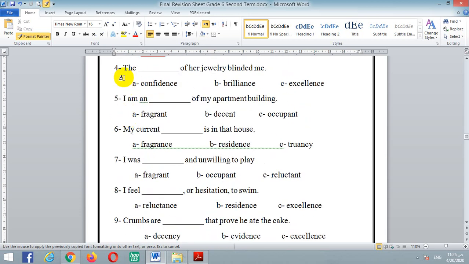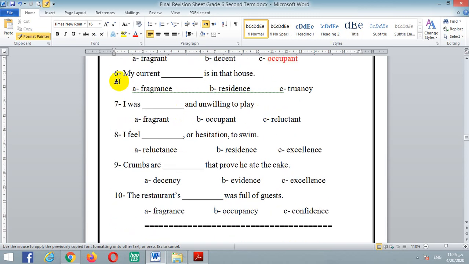Number four, the brilliance of her jewelry blinded me. So yes, the brilliance of bright color. Number five, I am an occupant of my apartment. Apartment means a flat, a building. Fragrant, decent, occupant. So number five is occupant. Why? Because an occupant is someone who lives in a place. Also, after an we must use a word that starts with a vowel. Here D and F are consonants, but O is a vowel.